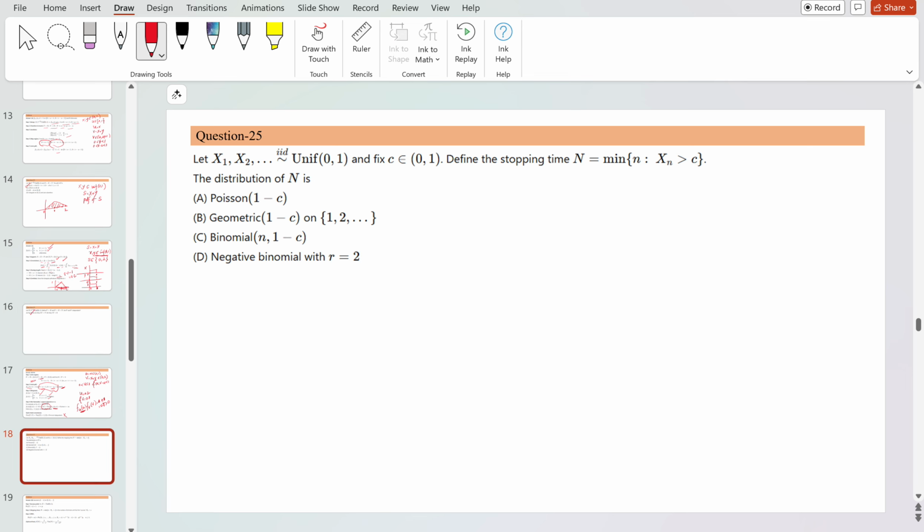Let's move forward. In this problem it is saying X1, X2, X3, there are n number of X, and they are all uniformly distributed on 0 to 1. So we are fixing a constant c, which belongs to 0 to 1. Define the stopping time N as the minimum n such that Xn is greater than c. It is asking what is the distribution of N. Try to solve this.